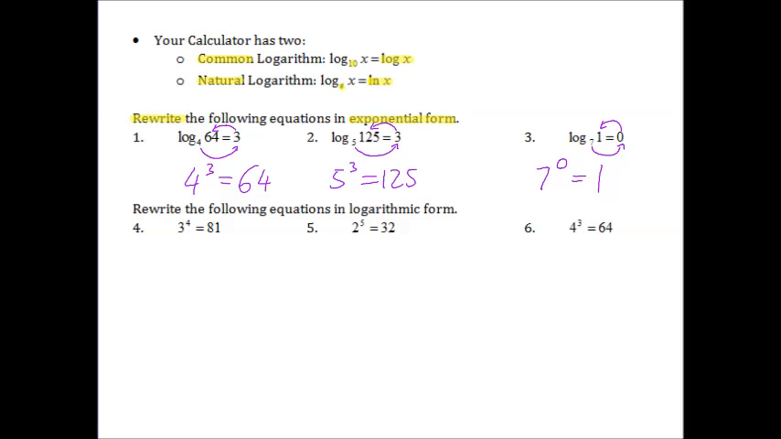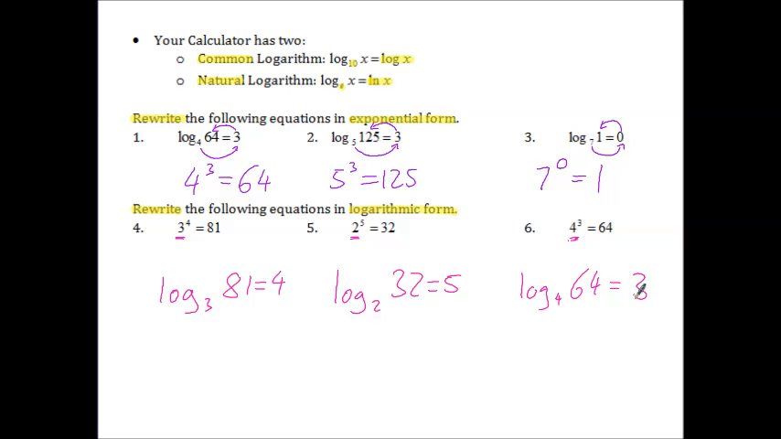And we can of course go the other way around as well. We write the following equation in logarithmic form. In example 4, 3 is the base, so the log with base 3 of 81 is equal to 4. In our next example, it's the log with base 2 of 32, which is equal to 5. And in our last example, the log with base 4 of 64 is equal to 3. And guess what? That is exactly the example that we had before backwards.